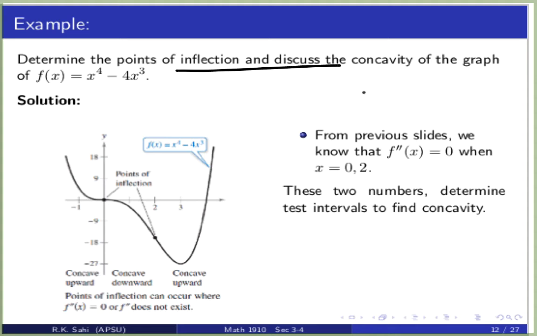We already discussed the concavity here. So notice from the previous slides, we found that the second derivative is 0 when x is 0 and 2. Now these two numbers give us the concavity. Also look at the graph. This is the point of inflection because that's where the graph changes from concave up to concave down and then concave down to concave up. Okay.